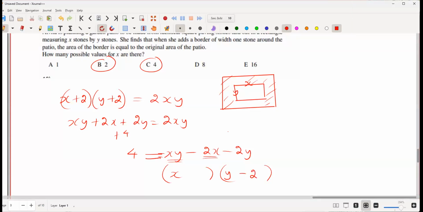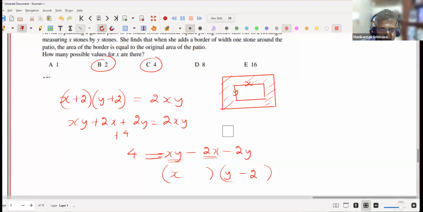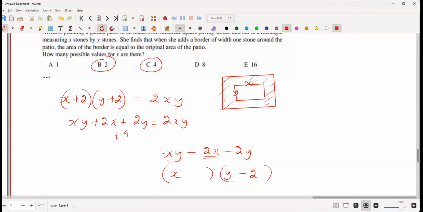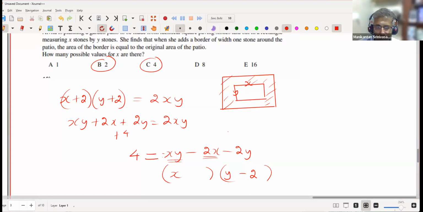So if 4 goes on the other side, wouldn't it be minus 4? No, I kept the 4 alone on this side. I kept the 4 alone on the left side. Okay, I moved everything else.